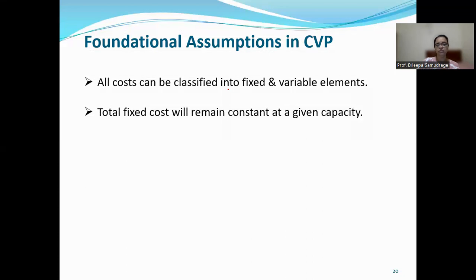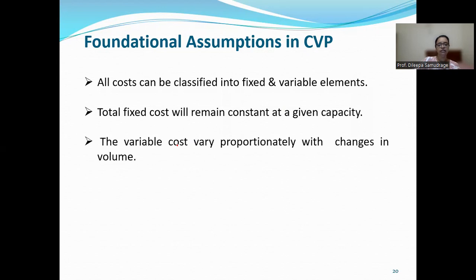Then the second one: total fixed cost will remain constant at a given capacity. So within the range, fixed cost is fixed, but beyond that range, fixed cost will vary, and then you get a different break-even point. So the issue of this is, always you have to assume that fixed cost is fixed within a given capacity. Beyond that point, the fixed cost may vary.